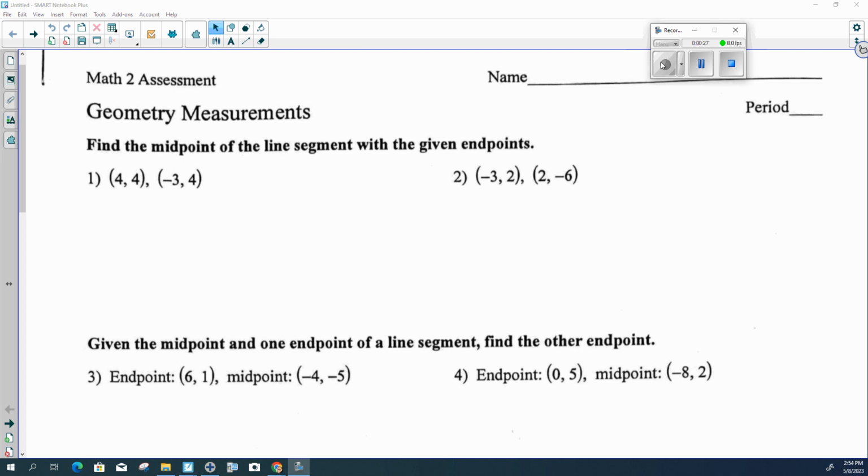The one suggestion that I will make is make sure you have your formula sheet filled out and bring it with you if you're trying to do this review or the test, because it has all the formulas on it.